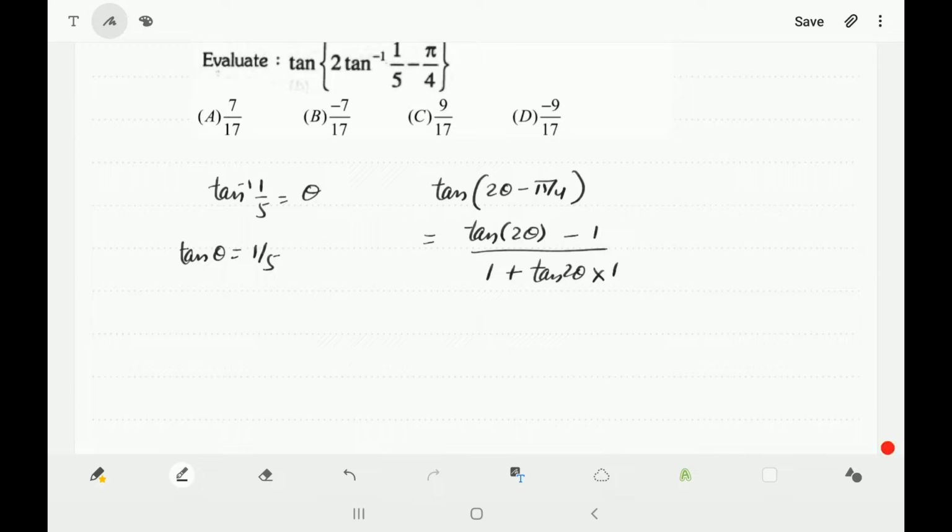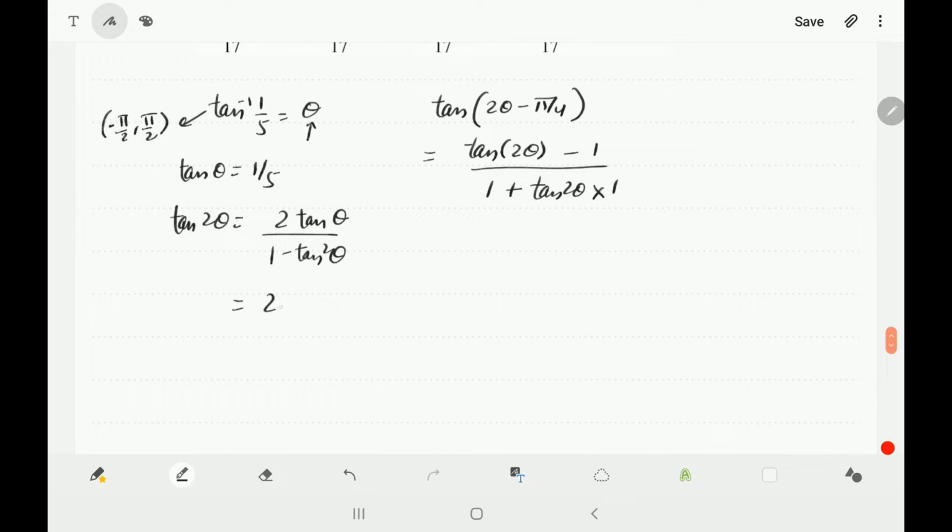So tan theta is 1 by 5, which will automatically come because theta is tan inverse 1 by 5, and the range of this is from minus pi by 2 to pi by 2. So automatically theta will be in the open interval minus pi by 2 to pi by 2. Now how can you write tan 2 theta? Tan 2 theta is 2 tan theta upon 1 minus tan square theta. So the value will be 2 into 1 by 5 divided by 1 minus 1 by 25. So this value will be 2 by 5 over 24 by 25, since 25 minus 1 is 24. So this value will be 5 by 12.